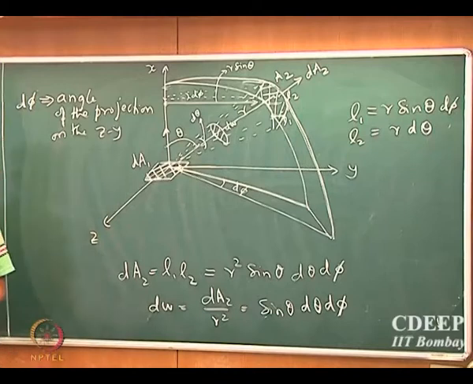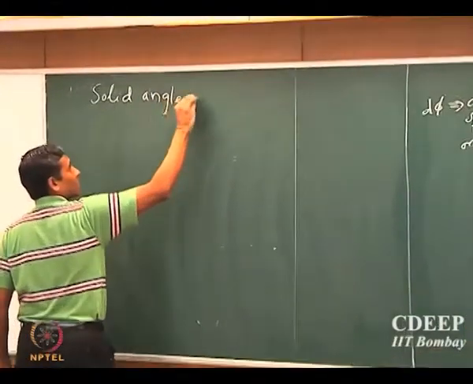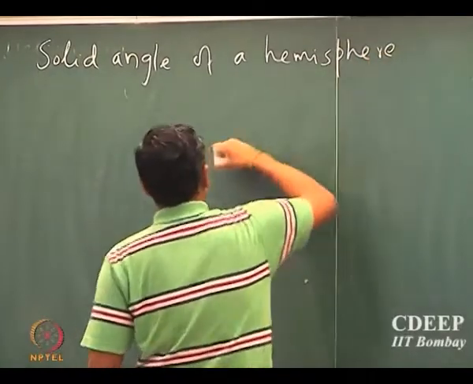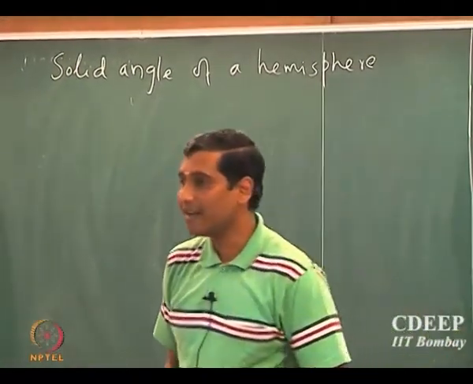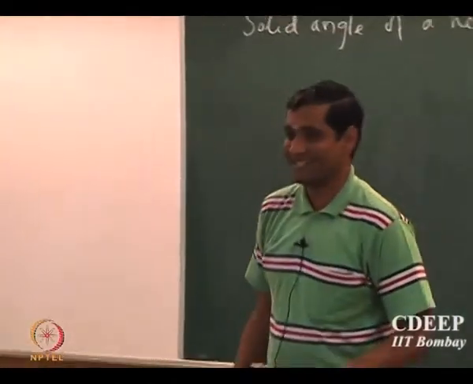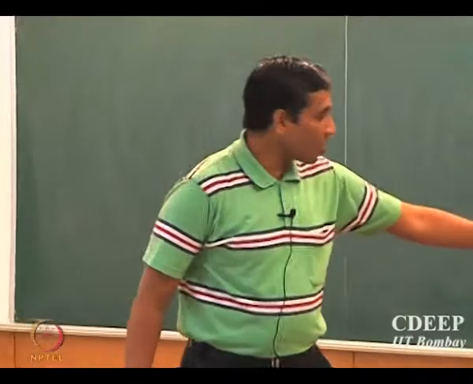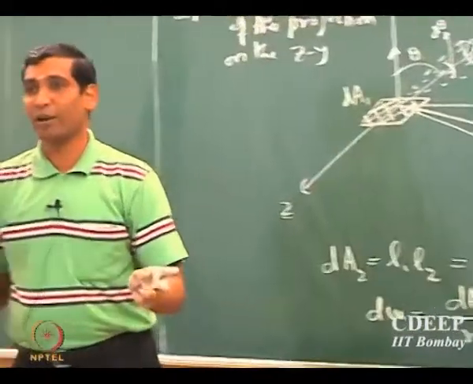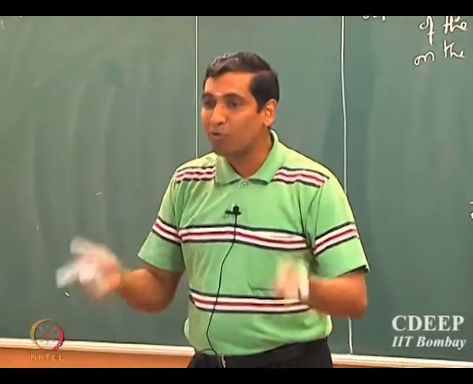Okay, supposing I want to find the solid angle of the hemisphere, how do I do this? Solid angle of hemisphere. How do I find it? 180 degree? No. Theta goes from 0 to pi by 2, that's right. And then note that there are two angles. Hemisphere is a three-dimensional object, so it is defined by two angles.